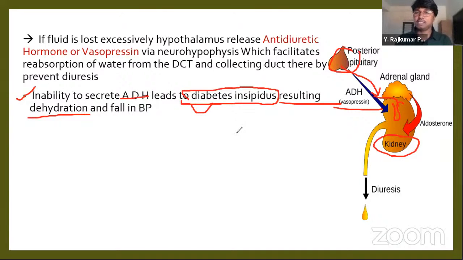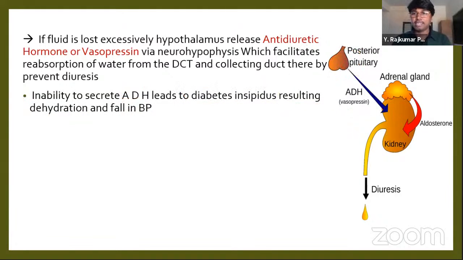Diabetes mellitus means the sugar disease. We will discuss it in a further slide. But insipidus means urinating several times and losing water. That's called diabetes insipidus, caused by the inability to secrete ADH, the antidiuretic hormone.